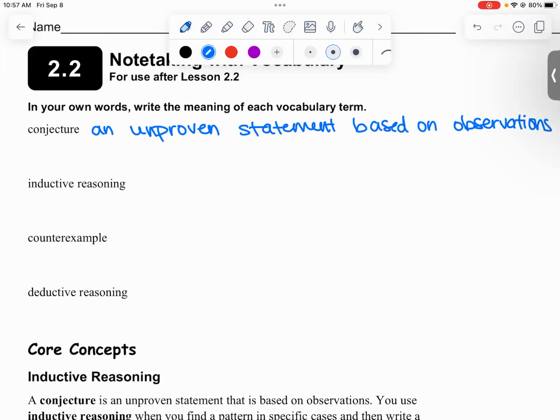Now, inductive reasoning is a form of reasoning that we base off of patterns. So in math, we like patterns. So we're going to work on, if we follow this pattern, what will continue to happen.